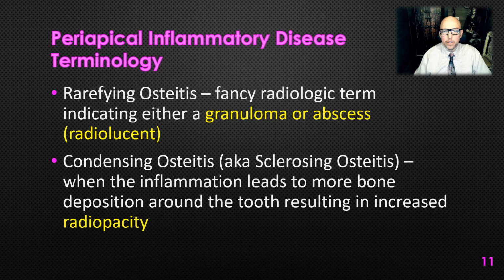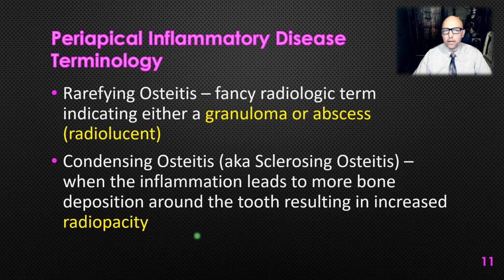All right, just some more terminology. I think of rarefying osteitis as a fancy radiographic term that radiologists use. Rarefying meaning it's kind of losing its density. So the bone loses its density. Think of that as the radiolucency. So when you see the radiolucent component to a periapical lesion, you could call it rarefying osteitis. So if you hear that term, be able to identify it. Or it can be a granuloma or abscess. But typically it's when it's talking about the radiolucent component.